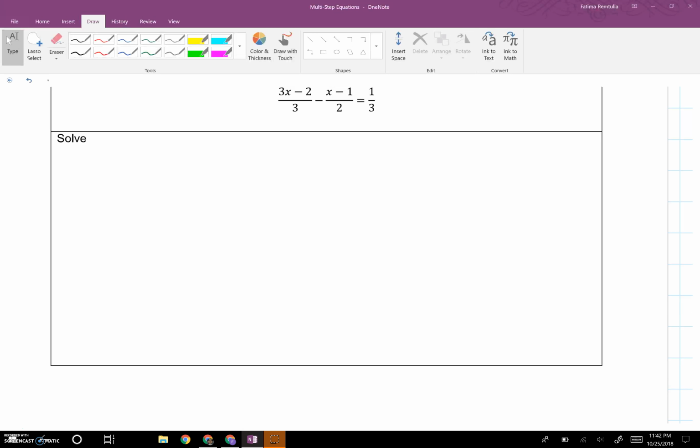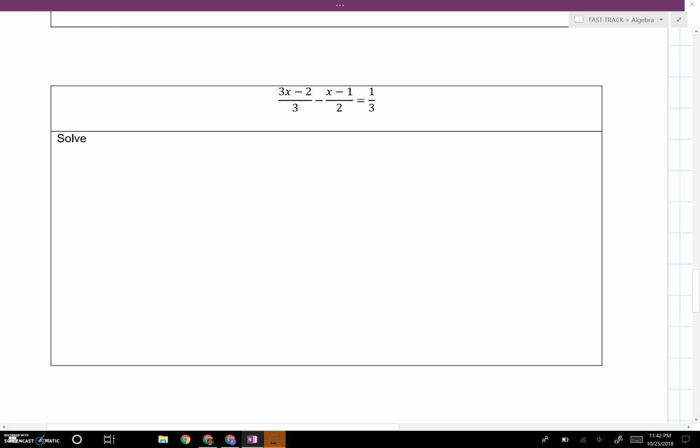Well, because I have a fraction, my favorite thing to do with the fraction is find the lowest common denominator. And the lowest common denominator here between 3, 2, and 3 is 6. So what I'm going to do this time is I'm going to multiply each fraction. So there are 3. There's 1 here, 1 here, and 1 here. I'm going to multiply each fraction or each term by 6. So it's going to look something like this, and I'm going to write it all out.